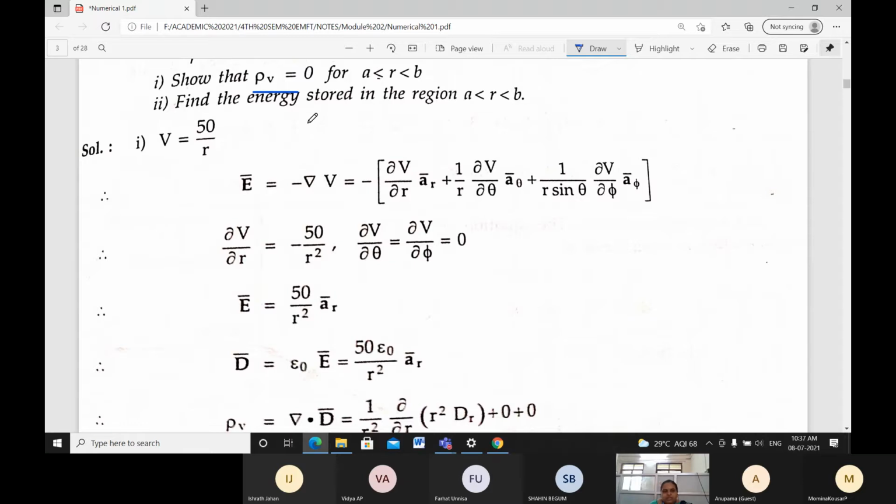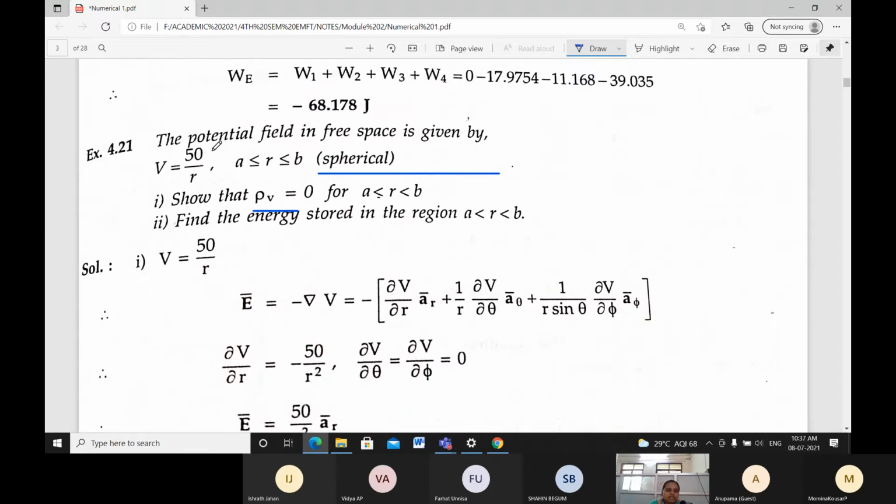If I want the flux density, first you have to find out what is electric field intensity. For us here, the voltage is given already, that is the potential is given. From that we can find out the electric field intensity, right? Use the equation for the spherical coordinate system.